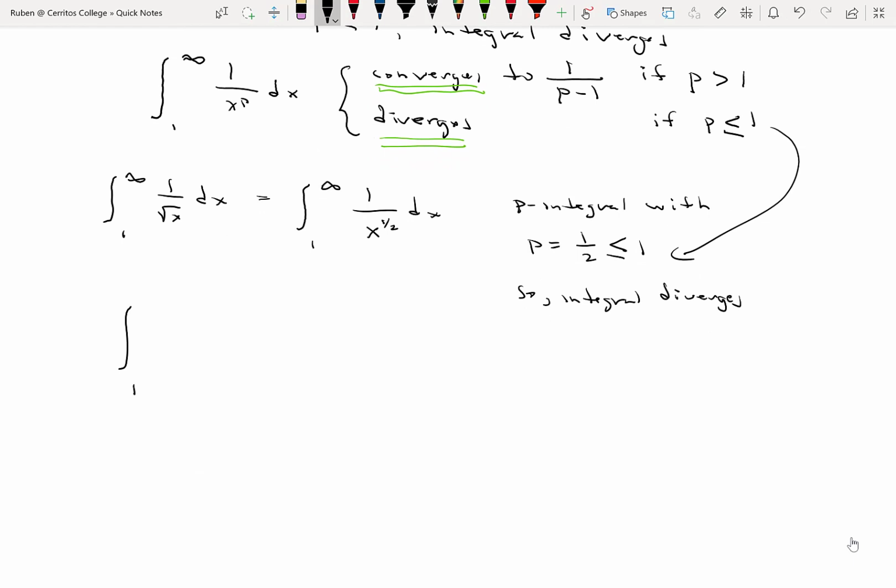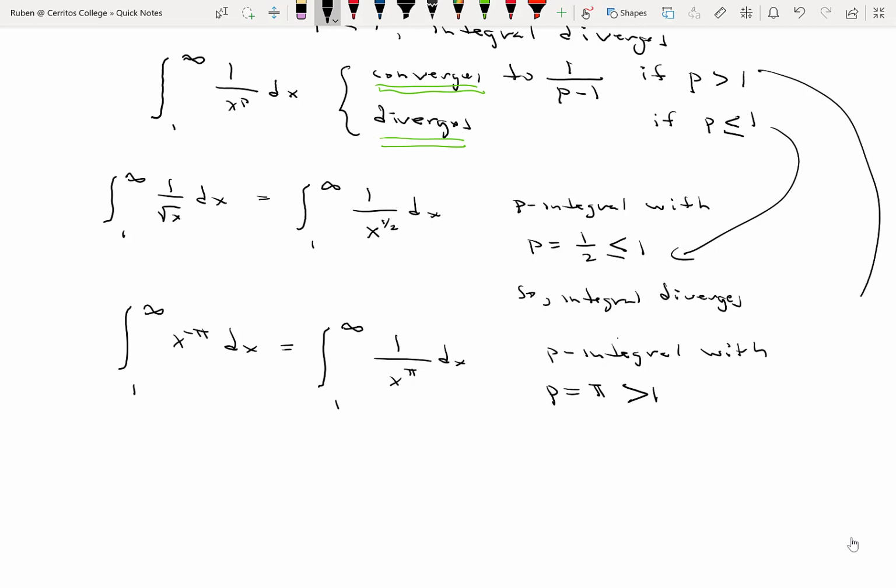If we were looking at the integral from 1 to infinity of, let's say, x to the minus pi dx, I don't have to evaluate this integral by converting it to a limit and using the fundamental theorem, etc. This is nothing more than the integral of 1 over x to the pi dx. This is a p integral with p equals pi, and pi is more than 1. So the integral converges.